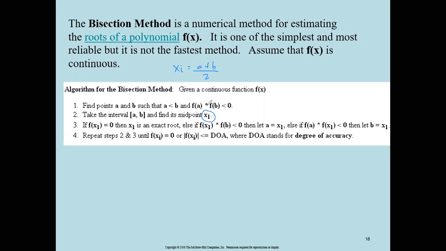Now, if f of x sub I is equal to 0, then that x sub I is considered the exact root. Else, if f of x sub I times f of b is less than 0, then we have to let the lower limit a be x sub I. Else, if f of a times f of x sub I is less than 0, then we have to set b equals x sub I.